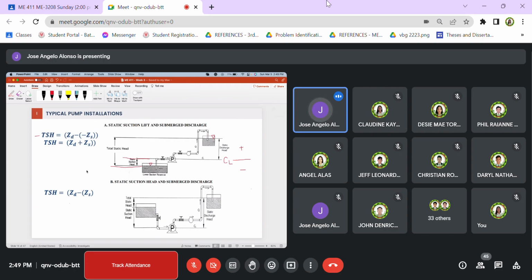So moving to the next one, the static suction head and submerged discharge. Ang difference nila is the static suction head and static discharge head are both at the top of our reference line.